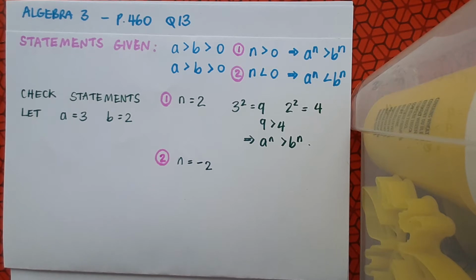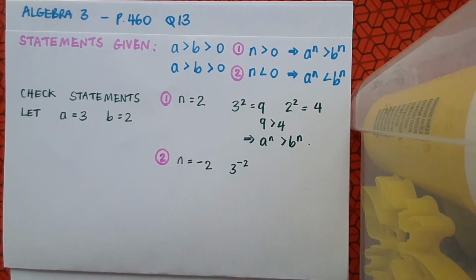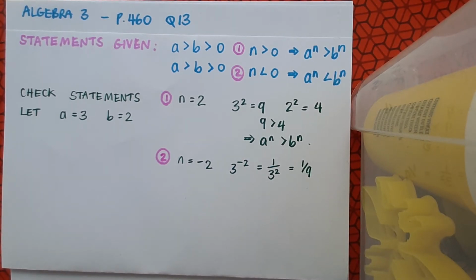So I'm going to choose n equals minus 2. It doesn't matter what n value you take. I'm just trying to take a fairly convenient value. So I'm now going to apply this to my a and b and see what happens. So a to the power of minus 2 is 3 to the power of minus 2, which you can write as 1 over 3 squared if you like, which is 1 over 9.